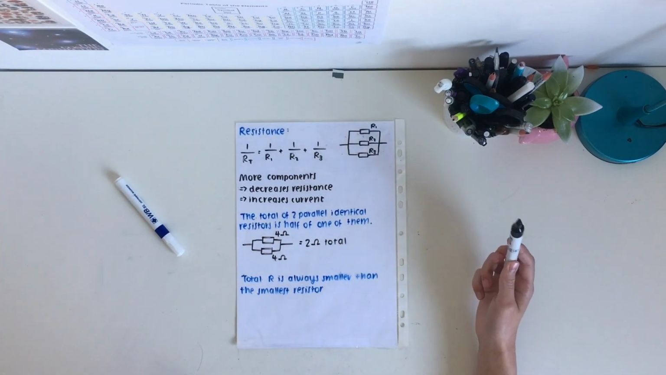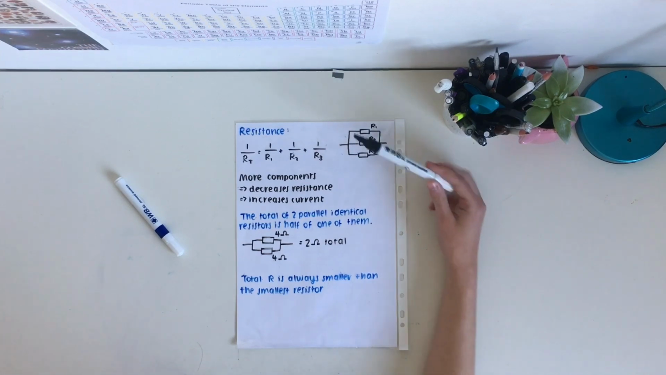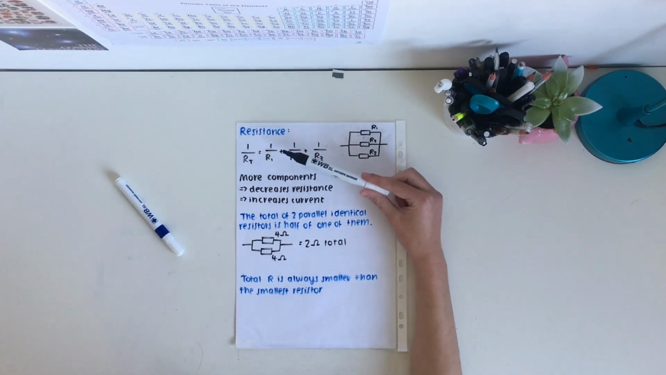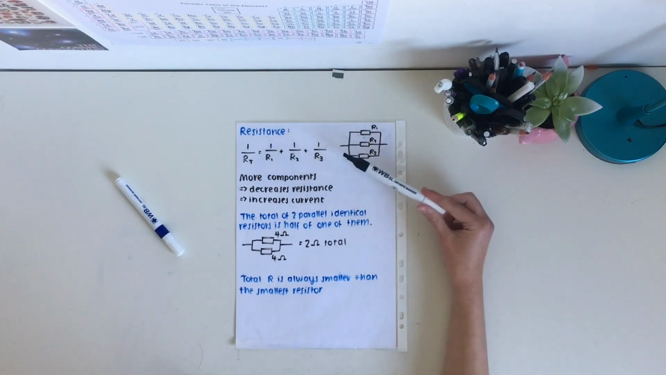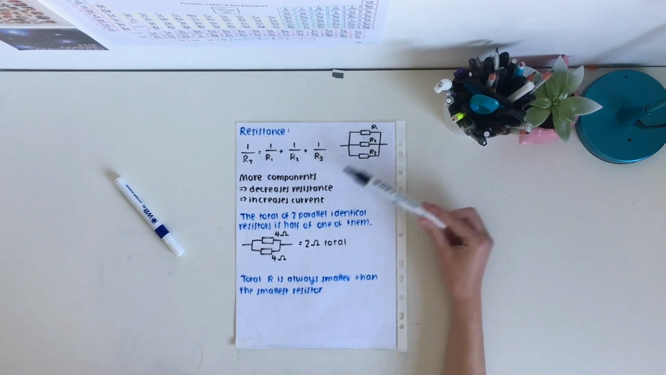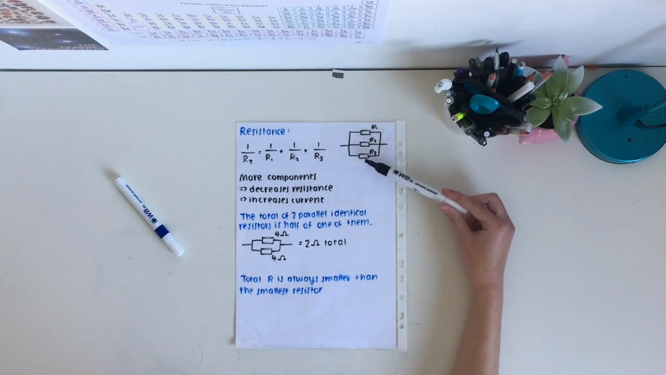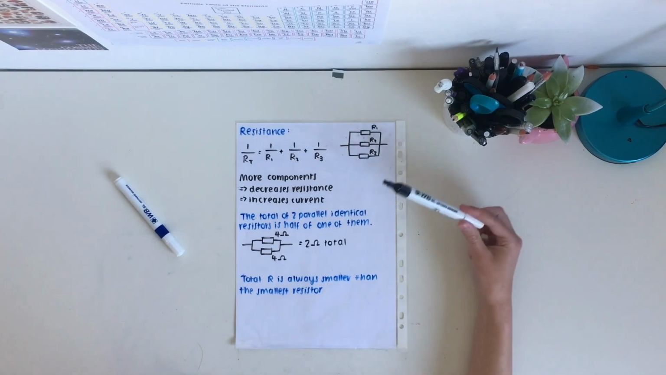Resistance in a parallel circuit uses a slightly more complex formula. 1 over R total is equal to 1 over R1, add 1 over R2, add 1 over R3, or however many components there happen to be in that circuit. Here, the components are connected in parallel with 3 different branches.